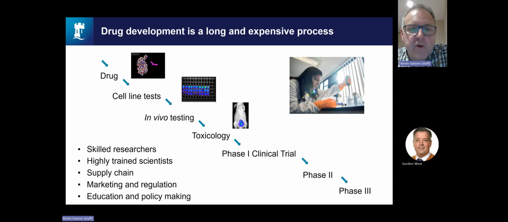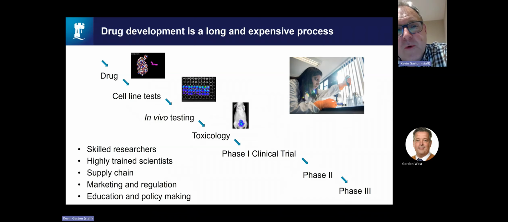Then we can move on to toxicology testing to make sure that the drugs just don't kill people or cause terrible side effects. If that seems to be okay, then we can go into phase 1 clinical trials. Phase 1 clinical trial just means testing in a healthy person and seeing whether the drug can be tolerated. If that works, it can then be tested in the phase 2 and phase 3 clinical trials where it's used to try and treat the disease.